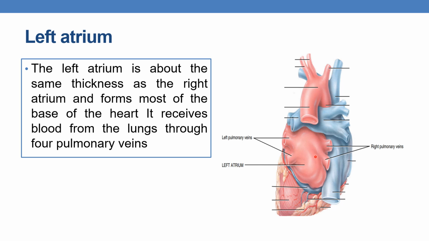The function of the left atrium is that it receives blood from the 4 pulmonary veins. They are nothing but 2 left pulmonary veins and 2 right pulmonary veins. This is the left atrium. These are the left pulmonary veins and these are the right pulmonary veins.